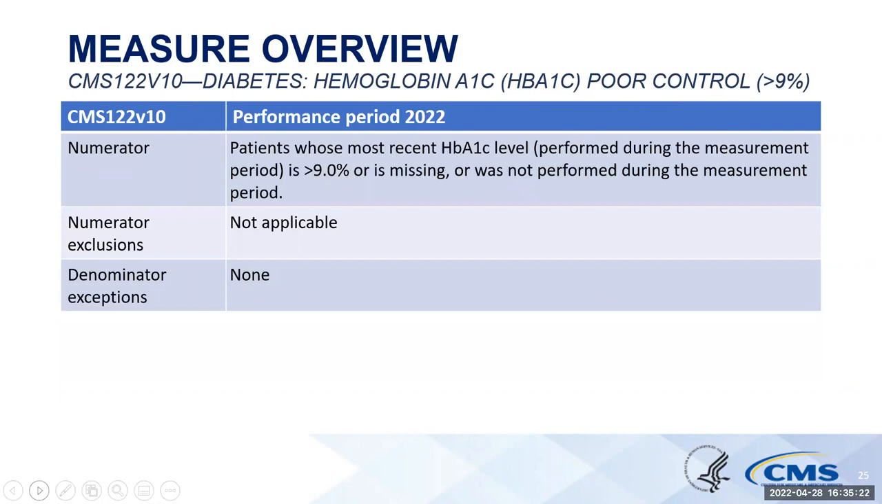Patients whose most recent hemoglobin A1C level performed during the measurement period is greater than 9%, or is missing, or was not performed during the measurement period, meet the numerator. And there are no numerator exclusions or denominator exceptions for CMS 122.